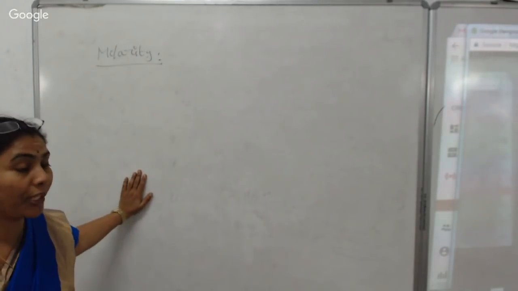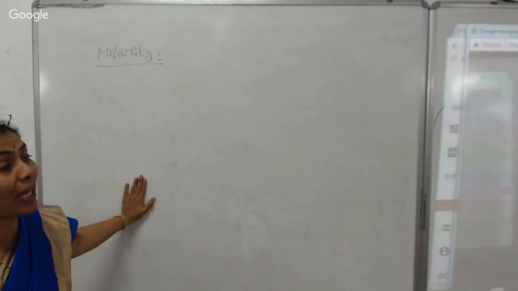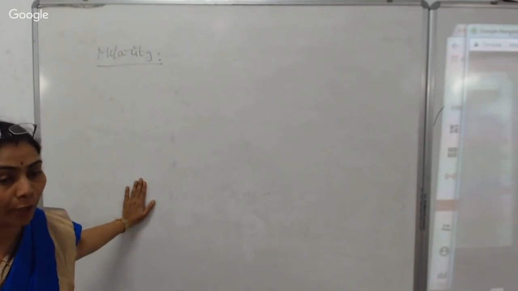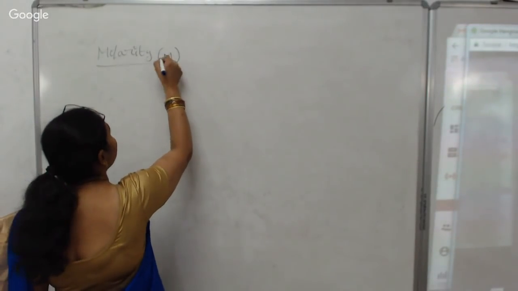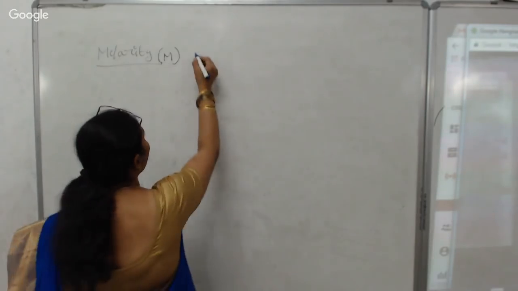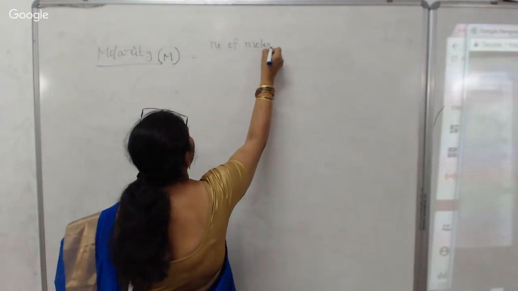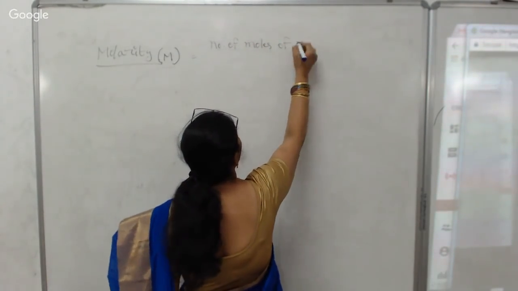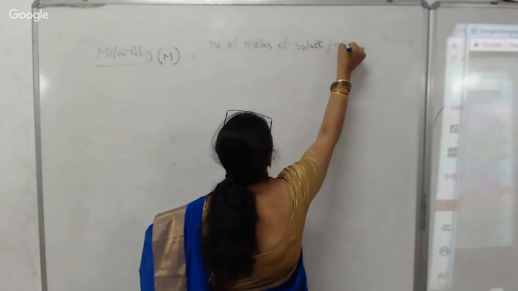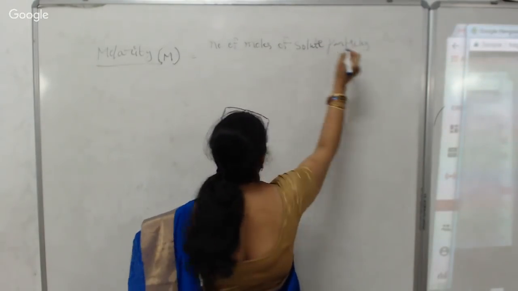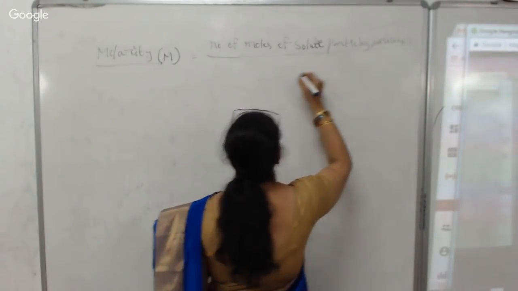This is very important. Whenever you come to the lab, we will ask you to dilute a solution using molarity. The molarity formula: molarity is represented by capital M, and molarity is the number of moles of solute particles dissolved in 1 liter of solution.